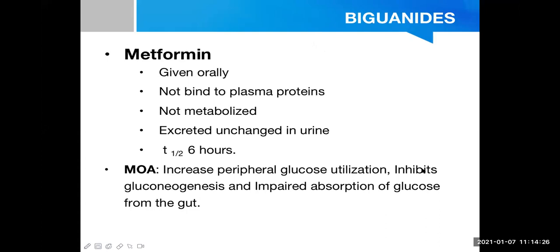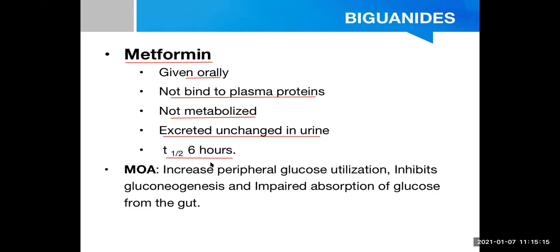Now, the second type of oral anti-diabetic drugs, which are known as drugs other than sulfonylurea, are biguanides. Metformin is the drug here. Another example is phenformin, but phenformin is not commonly used these days because of the lactic acidosis side effect. So metformin is the example here. It is given orally. It doesn't bind to plasma proteins. It is not metabolized and is excreted unchanged in the urine. The half-life is 6 hours. This is about the metformin drug.